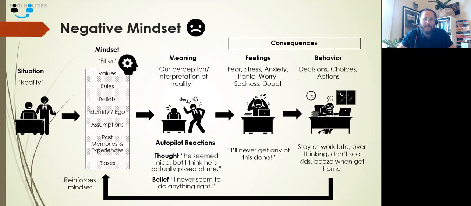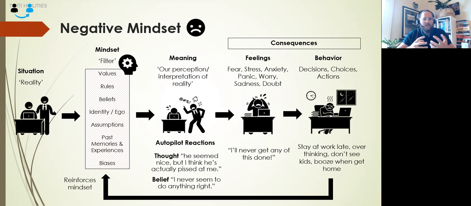I think he's actually pissed at me. So this neutral event has happened, but his mindset has interjected all these other thoughts, that maybe this boss is actually pissed at him. Then he has this belief, because he thinks the boss is pissed at him: I never seem to do anything right. So he's almost looking for things to confirm this existing belief.